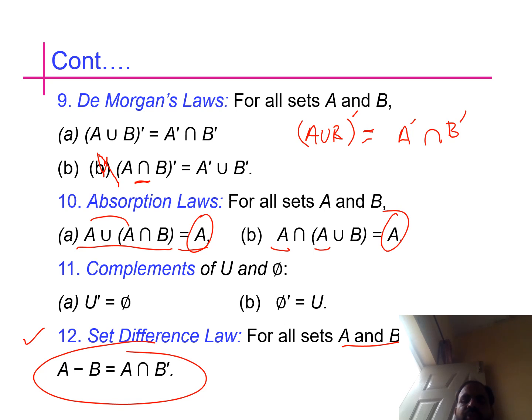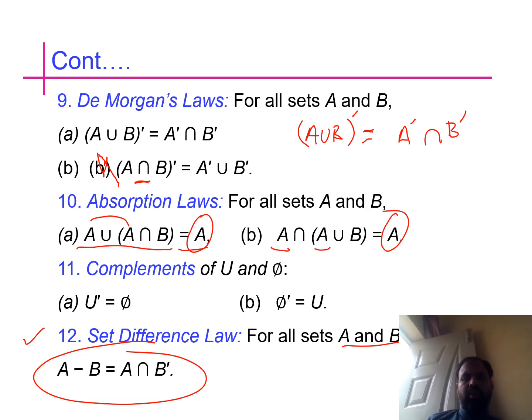Complements of the universal set U and the empty set phi. The complement of the universal set U is the empty set, and if we take the complement of the empty set, then it's U, the universal set. Now we discuss the set difference law. For all sets A and B, A difference B is equal to A intersection B complement.